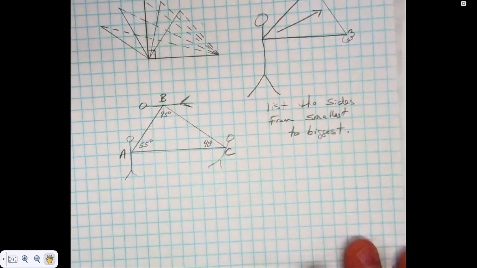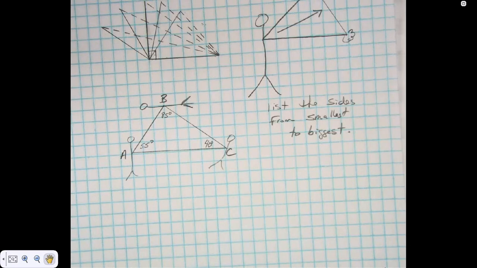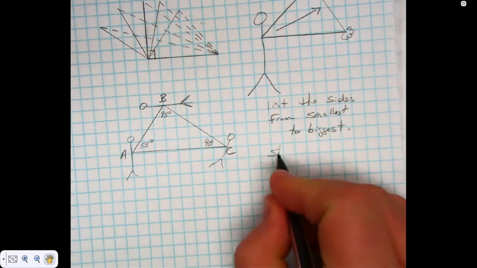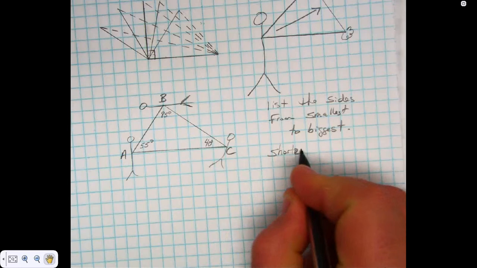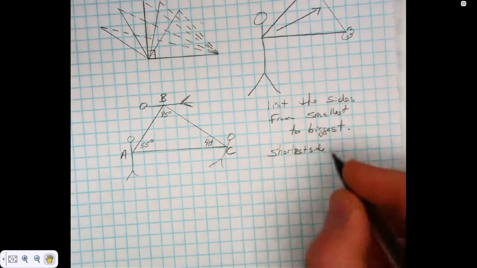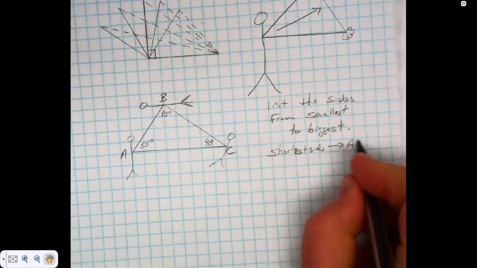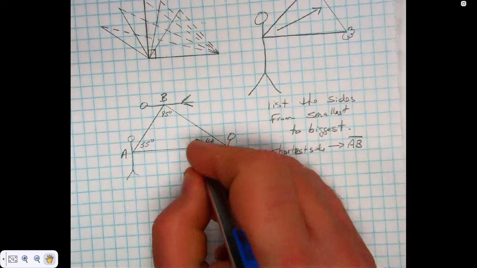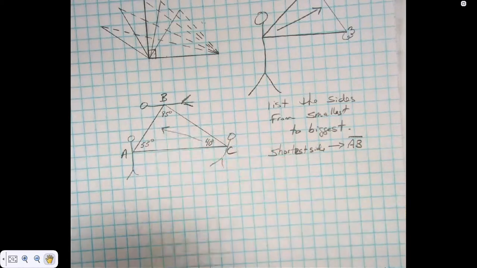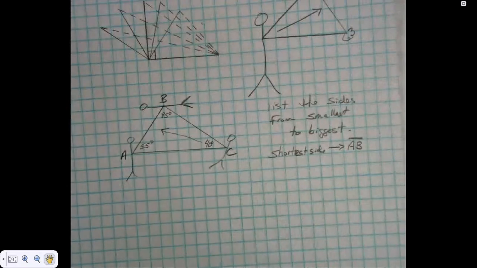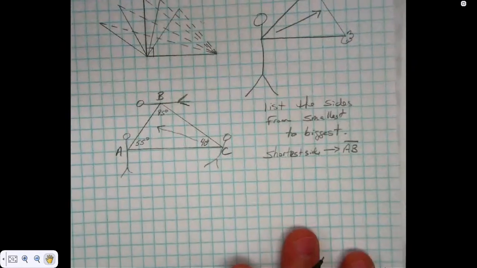Which stick man has his arms open the least? The guy at C, right? So what do you think? What's the shortest side? Shortest side would be AB. Because it's opposite the guy holding his arms out the littlest apart. Everyone agree? You see the point I'm getting at there?